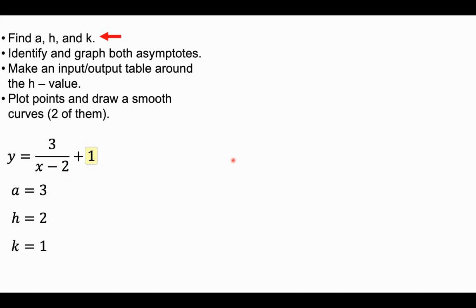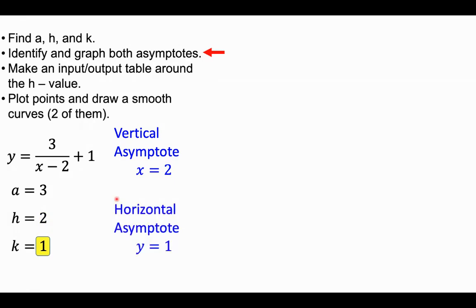Now, once you have those, you can very easily find your asymptotes, right? So your vertical asymptote is 2. It's whatever your H value is. And your horizontal asymptote is your K value. It's not too difficult to figure out, but you can get mixed up pretty easily in mixing up what H and K goes with which one.